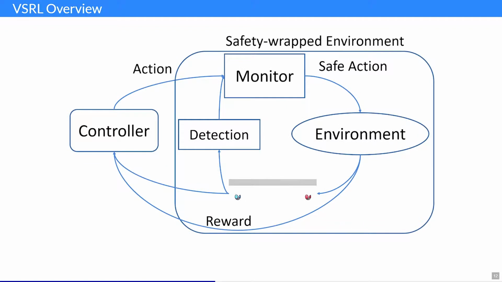Here is an overview of how this system works, where the actions come in from the controller to the safety wrapped environment and go first to the monitor, which determines, based on the symbolic state that is extracted from the observations using the detector, whether the actions are safe. If they're safe, then the controller's action is passed to the real environment. If not, then a safe action is sampled, and that's passed to the environment instead. And the observation and reward associated with the action from the monitor are then returned to the controller.